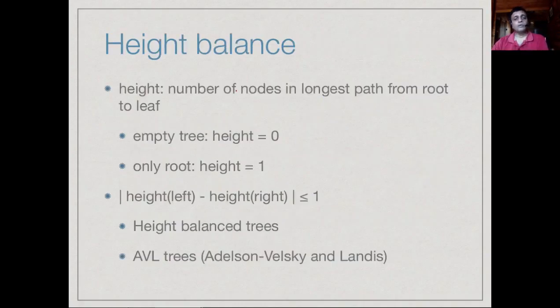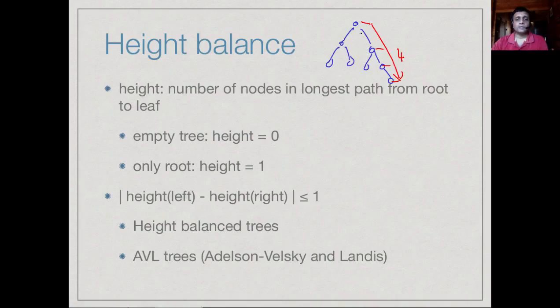The notion of balance that we will use is not with respect to size, but with respect to height. We will say that the height is the number of nodes from the root to a leaf. For example, if I have a tree which looks like this, then here the height is 1, 2, 3, 4, because on this path we have 4 nodes. So the height becomes 4. It's the length of the longest path measured in terms of nodes. The reason we measure it in terms of nodes is that then we can distinguish easily the empty tree from the tree with only a root.